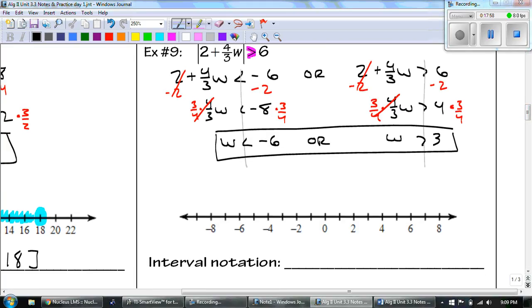Okay, so as we're graphing that, I'm open at -6 and I'm shading to the left. And I'm open at 3 and I'm shading to the right. Okay, so interval notation, we have -infinity to -6, and we're open. Union with 3 to +infinity.